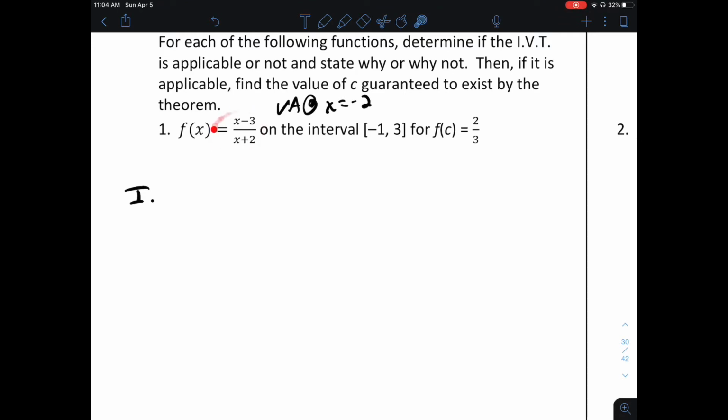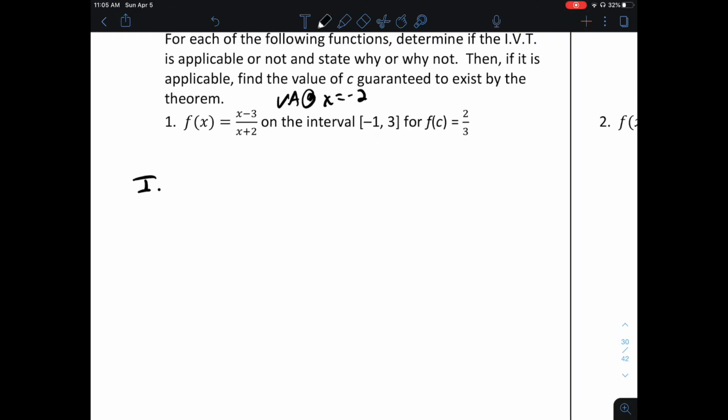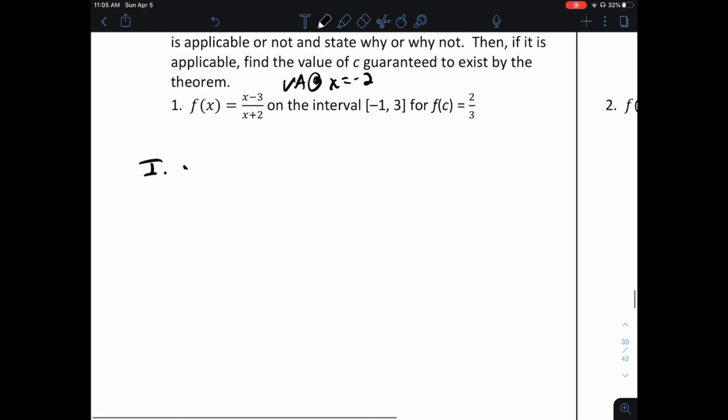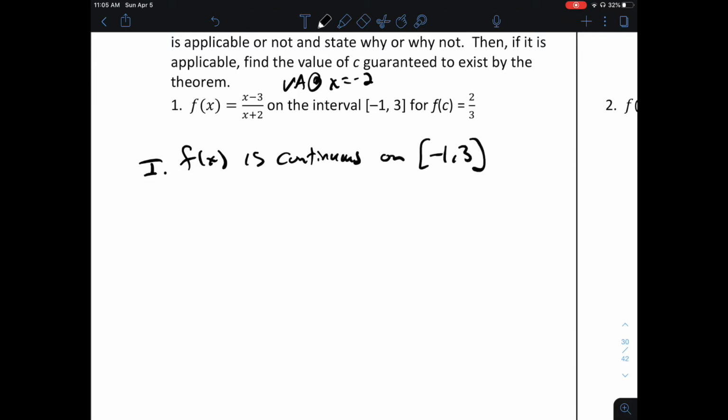So that's the only place this is discontinuous, but the interval that we're using is -1 to 3. This discontinuity is not in this interval. So we can conclude that f of x is continuous on the interval that we are referring to. Is f of x continuous everywhere? No, but it doesn't have to be. It just has to be continuous on this interval.